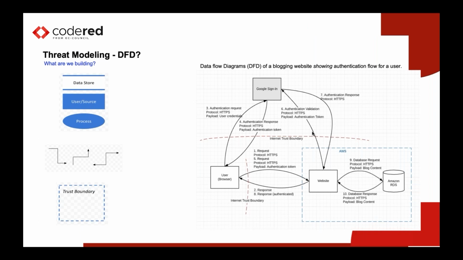So the user would access the website and get redirected to Google to sign in. After successful authentication, Google would provide a token and the user would go with that token to log in. The website will again go and verify that token with Google. Once that's verified, the user is in, and he'll be able to read and update the blogs. But pay attention to all the protocols that are defined and numbered, because we'll be using this for threat modeling in later phases.